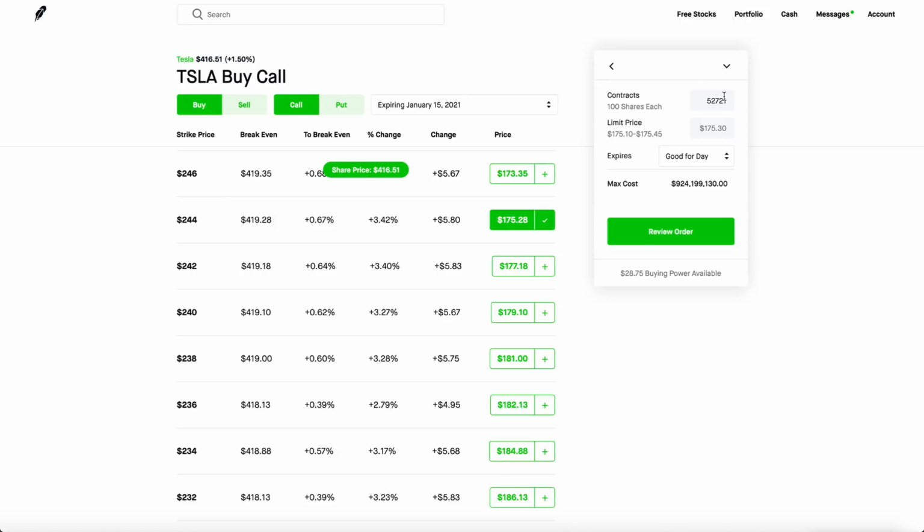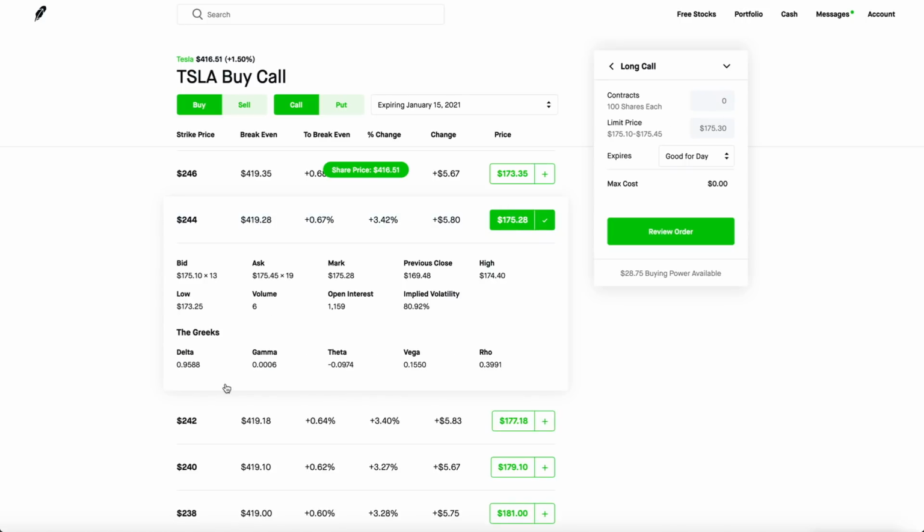And overall, the Greeks for this contract are pretty decent. If you check it out, the delta is 0.95, meaning that if Tesla goes up a single dollar, this contract will get $95, which is not that bad, especially since you're only paying what, like half the price to control 100 shares of Tesla. It's really worth it, trust me.